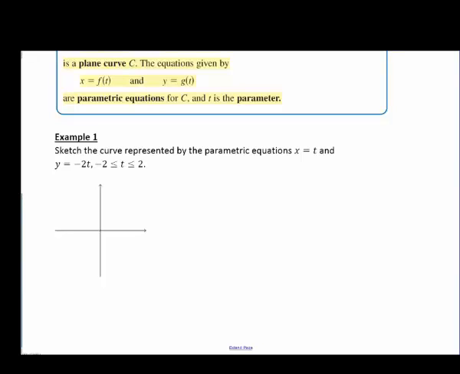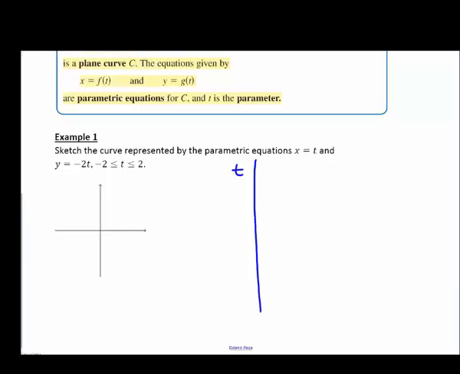Okay, and so let's take a look at example number 1. Sketch the curve represented by the parametric equations x equals t and y equals negative 2t in the interval -2 to +2. All right, and so it's always going to be called a curve because it's a parametric equation, so it's a curvilinear motion, and we are on the plane, we are using the plane curve, and so we will take a look at the ordered pairs that we are going to get so that we can graph this.